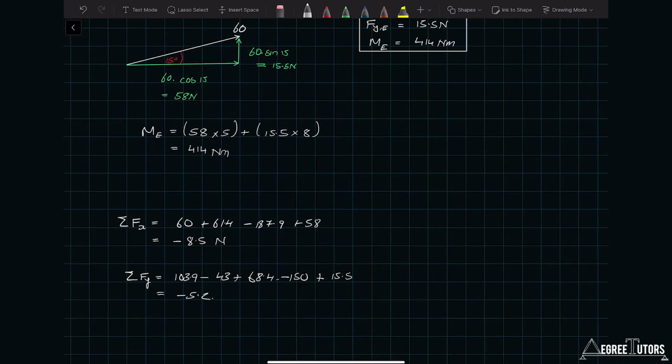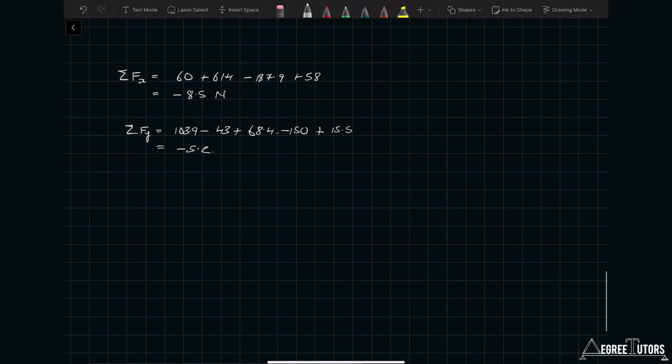All right, so at this stage you know where we're going next. We've got to work out the magnitude of the resultant force. So that's just going to be the square root of negative 8.5 squared plus negative 5.2 squared. All right then, and that's going to give us 10.